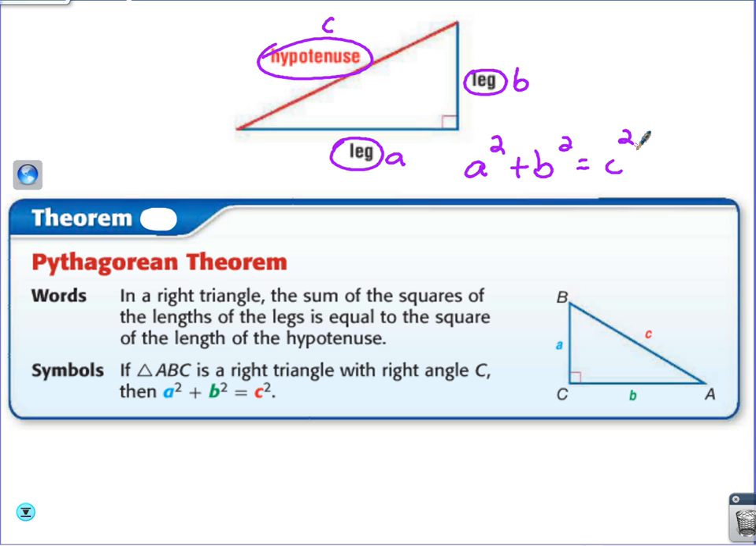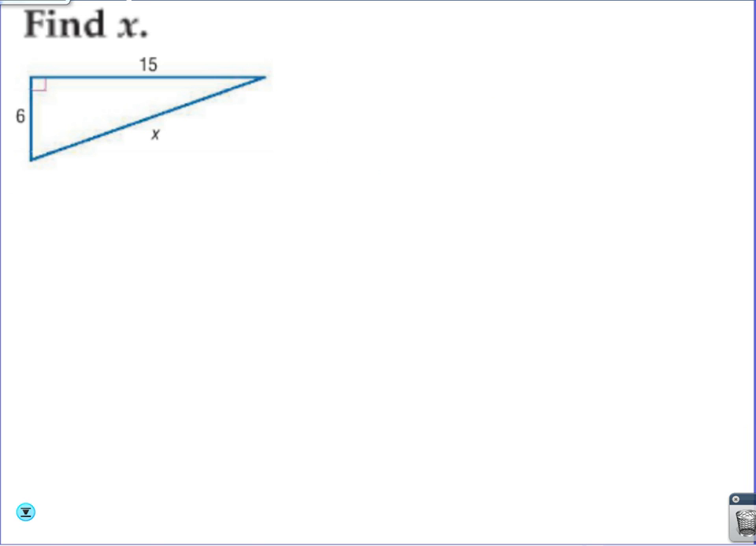I believe Pythagoras was the one that made it famous. Not necessarily the one that discovered it, but the one that made it famous. So, if you have a right triangle that has legs of 6 and 15 and a hypotenuse of x, you can use that relationship in order to find x. The sum of the squares of the legs will always equal the square of the hypotenuse.